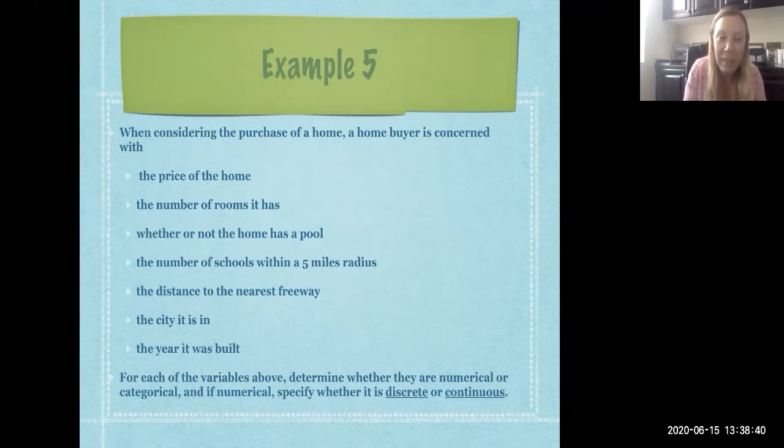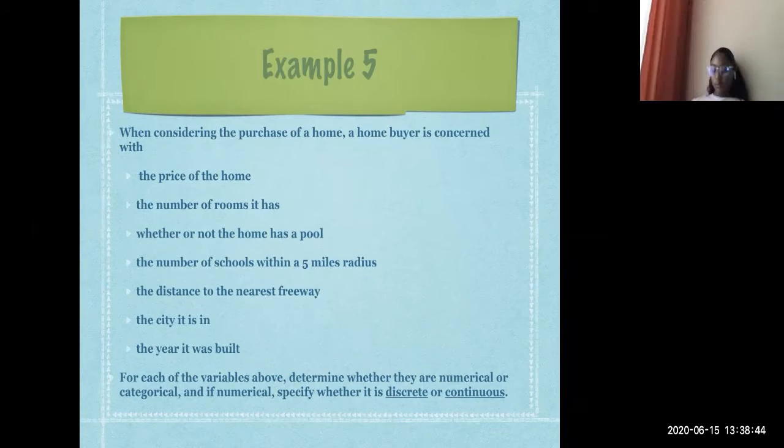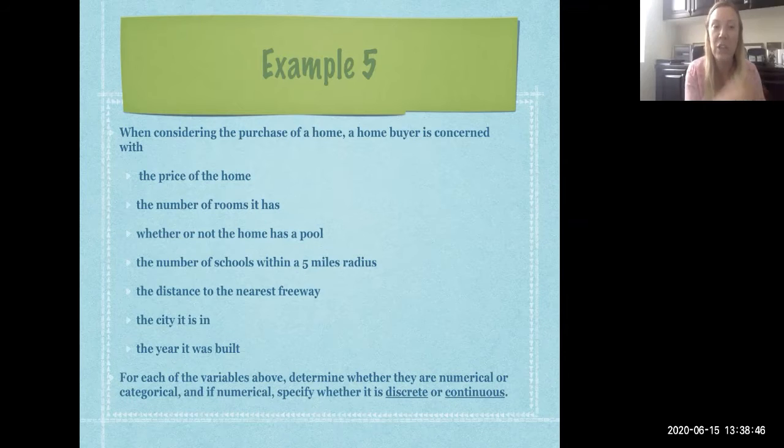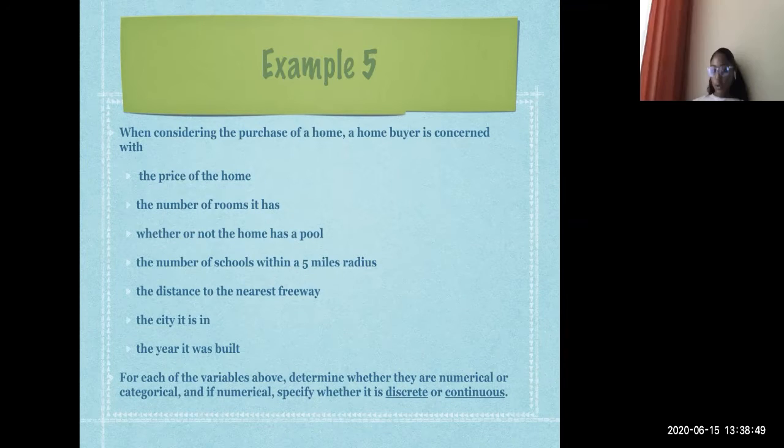Perfect. Jade, what about the year? I think it says the year it was built. I put categorical. Okay, and what's your explanation on that one? Just because it could be in different categories with the year.